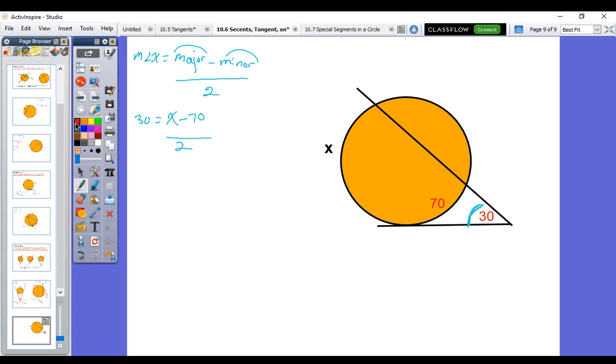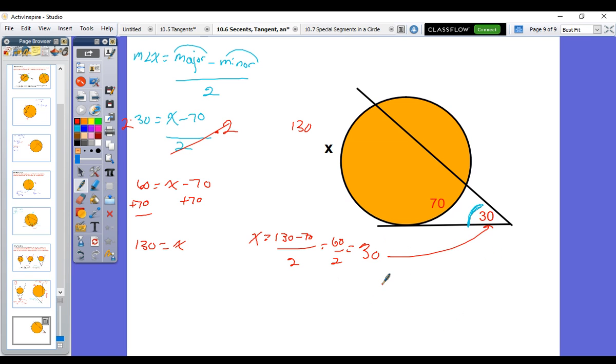Over 2. So again, the whole point is to get x by itself. So let's start by getting rid of the 2. Multiply both sides by 2. You get 60 equals x minus 70. And then we just add 70. Get 130. 130 equals x. So this major arc is 130. So let's just double check. x equals 130 minus 70 divided by 2. 130 minus 70 gives us 60, divided by 2 gives us 30. Good. Those should match. Perfect.